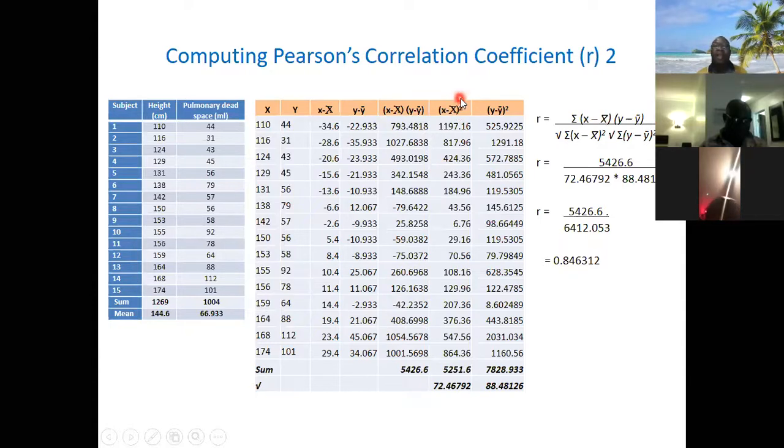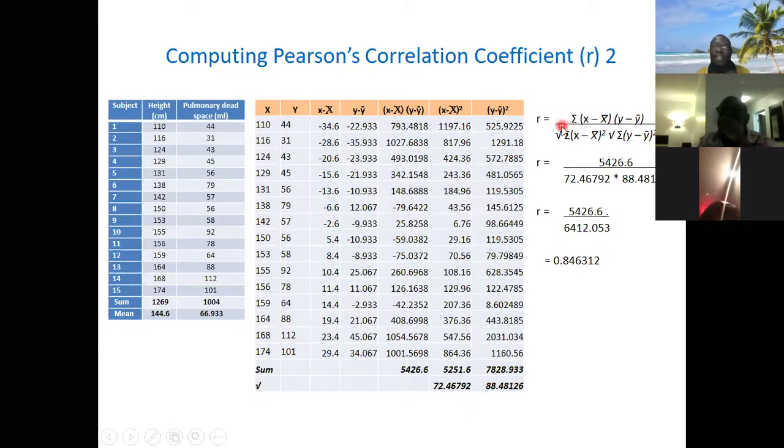And x minus x bar squared. That is, if you square this, because for you to calculate the standard deviation, you must know the variance and then find the square root. The same thing with y minus y bar: to calculate the standard deviation, you must know the variance. By the time you add it together, the square root of these two is the standard deviation. So the summation of this, then the square root of this one; this is the square root.